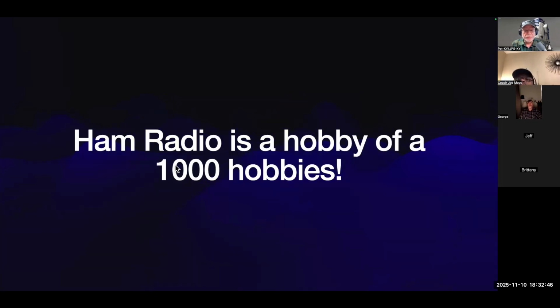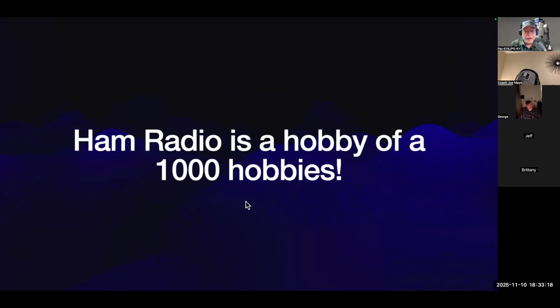And everybody's seen this, but this is my charge, that ham radio is a hobby of 1,000 hobbies. There's lots of different things once you get your license that you can get into, from anywhere from doing a net to doing POTA, Parks on the Air, to contacting satellites, contacting the space station. I mean, there's building antennas, hunting foxes.